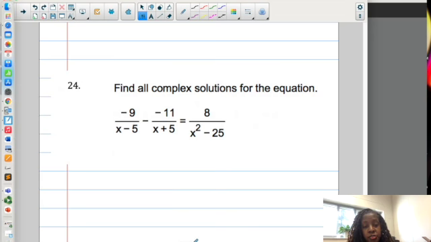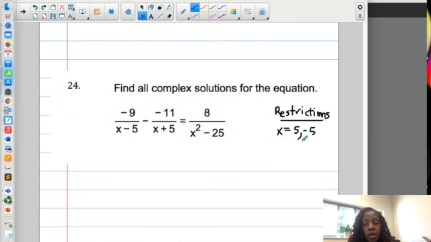So there are a couple of steps that we have to go through. The first one is, what are the restrictions? What are the domain values that are restricted from the domain that x cannot equal? That's the first thing that we got to figure out. So our restrictions, and again, forgive my handwriting, are that x cannot equal 5 or negative 5.